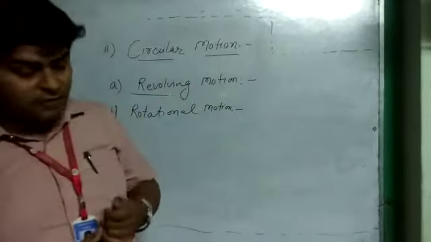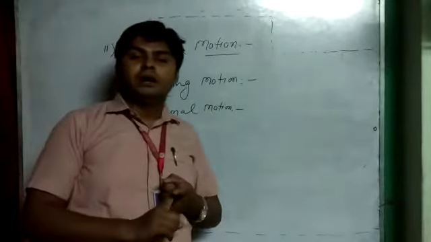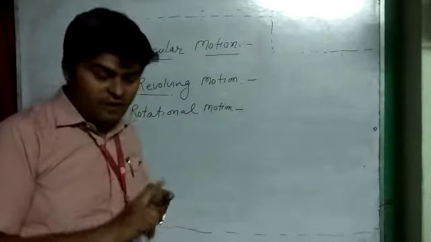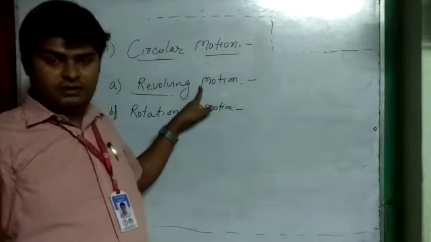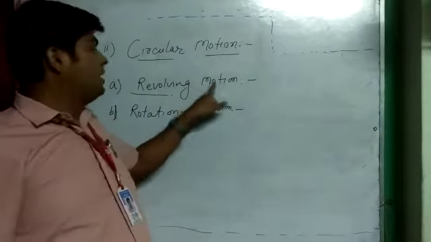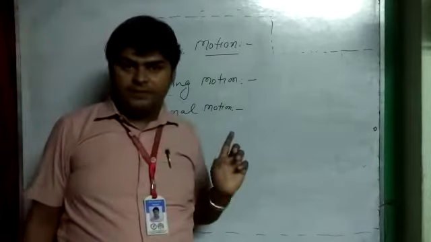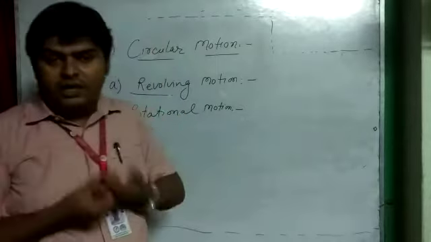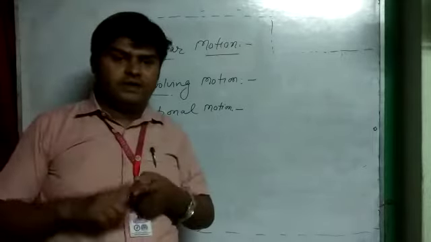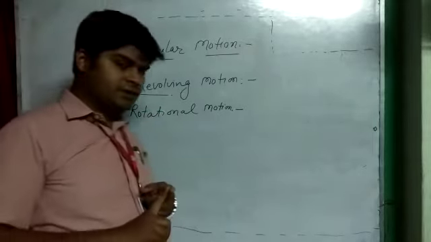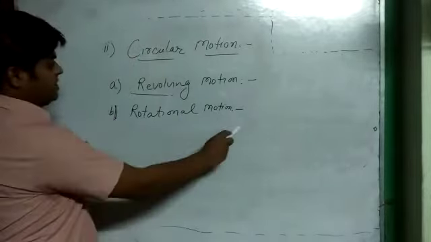Another example of revolving motion: all planets revolve around the sun. So the motion of all planets is an example of revolving motion. Like the earth revolves around the sun, the motion of the earth is revolving motion. Just like the moon revolves around the earth, so the motion of the moon is also an example of revolving motion. Is that clear? Yes.